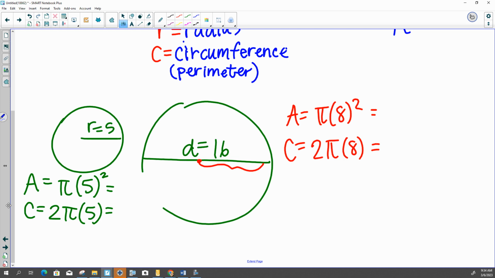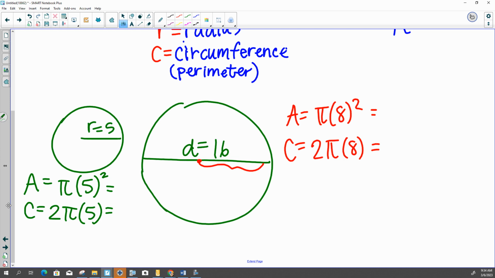All right, here's your circles. You've got 2 of them. A smaller one, and they give us the radius, and a bigger one, and they give us the diameter. So let's start with the smaller one. Let's find its area. So pi r squared. Put that in your calculator.